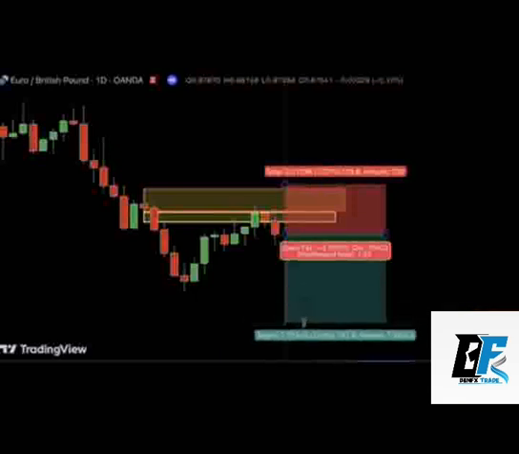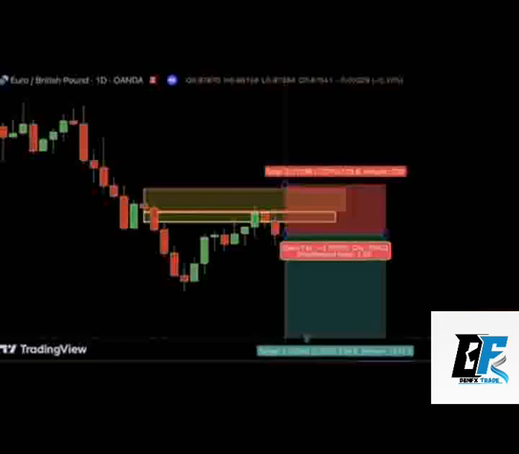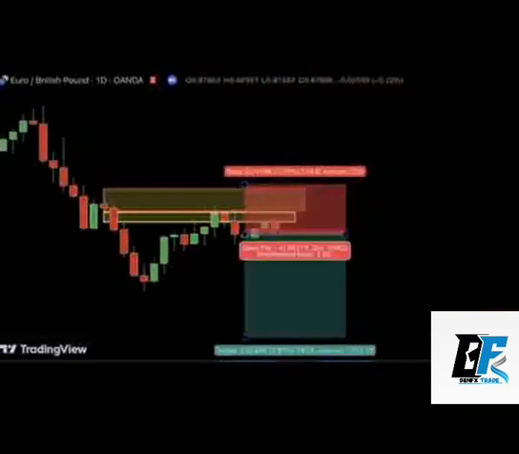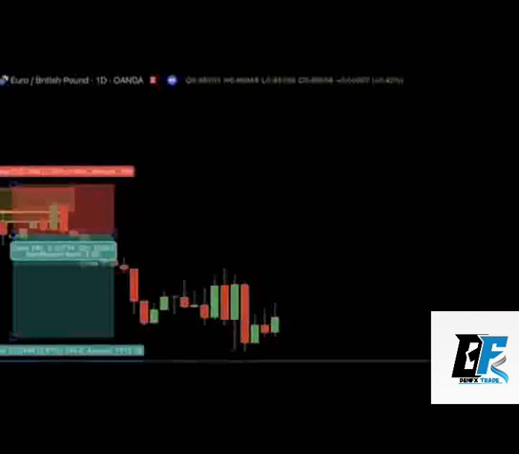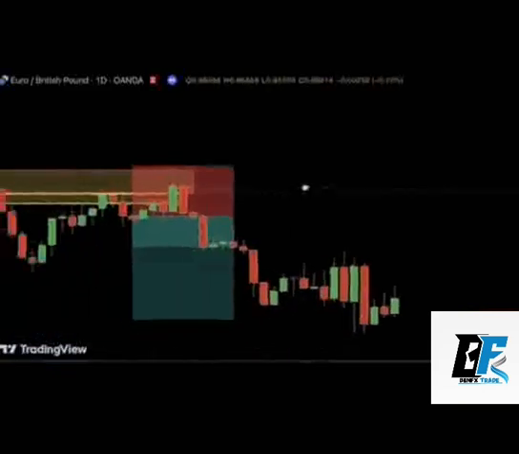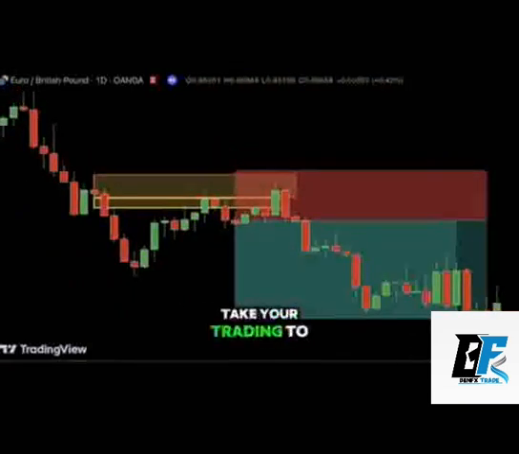The stop loss is placed above the order block, and the take profit target is set at the next support level. As the price drops from this confluence zone, the trade results in a profit. And there you have it, everything you need to know about trading with fair value gaps, plus some advanced strategies to help you take your trading to the next level.